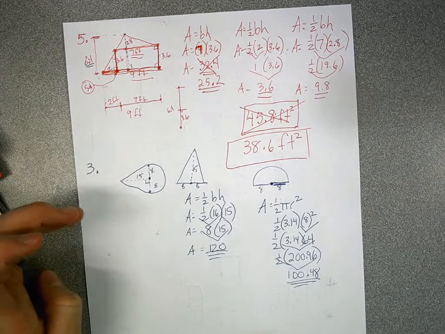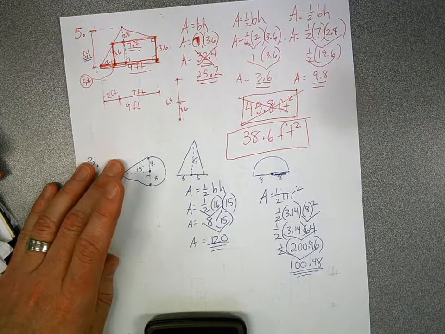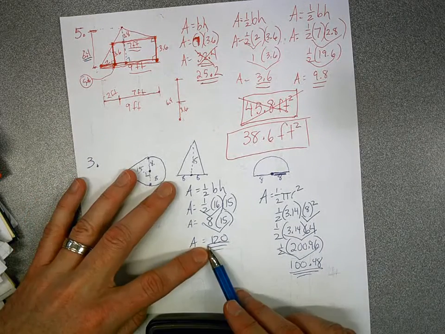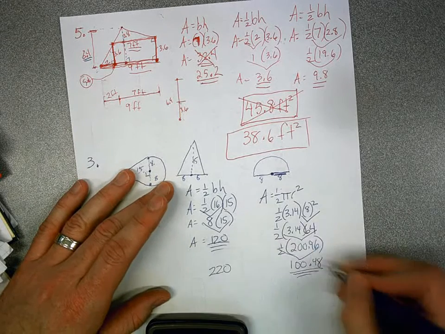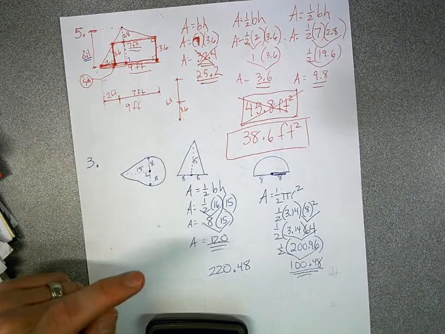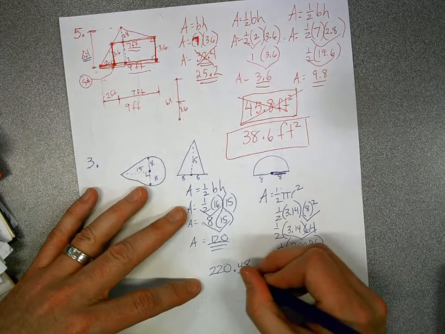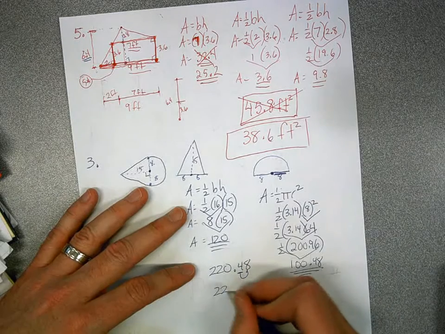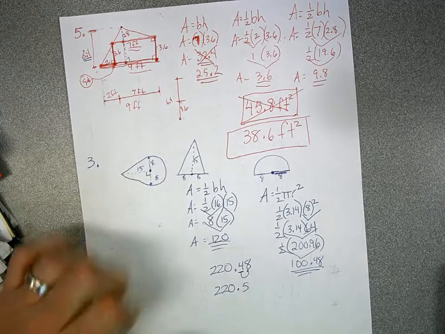And I'm going to go ahead and add both of them. Now, we probably could do that in our head, right? 120 plus 100 is 220.48, 48 hundredths. And it does say round to the nearest tenth, so 8 makes the 4 go up, and we're talking 220 and 5/10, and all of it is in centimeters, so we are talking square centimeters.